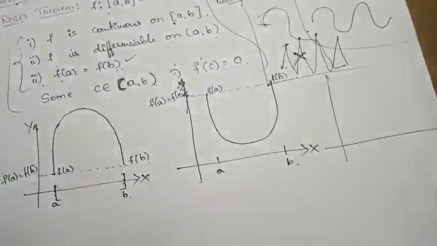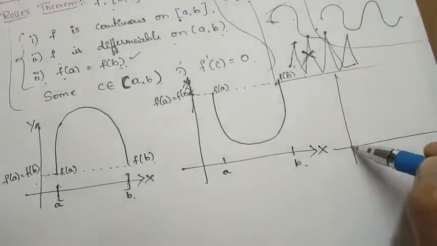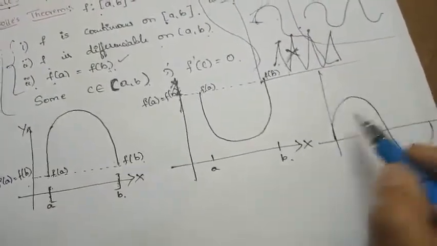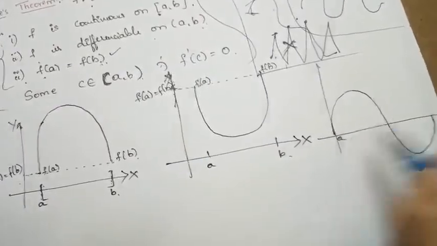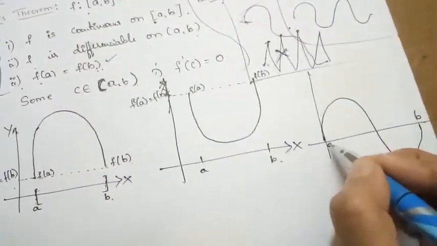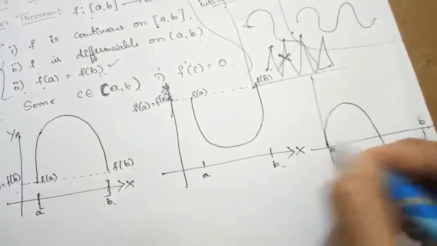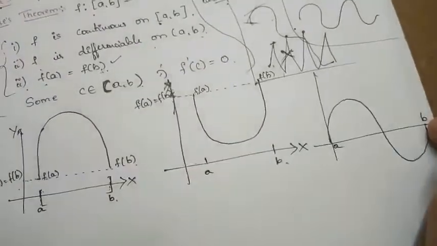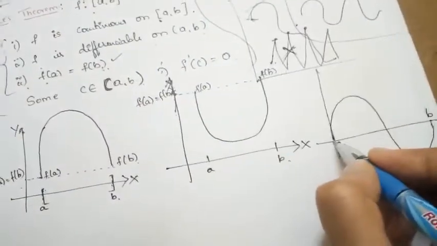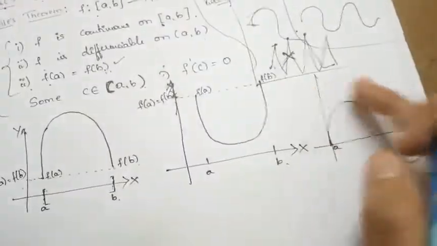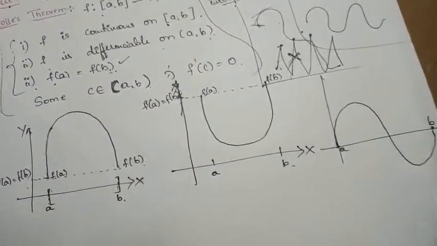Similarly, the graph might be like this. Suppose this is our point A and this is our point B, you can see here clearly f of A is at this point, f of B is also at this point, which is equal to 0. So both f of A is equal to f of B. At the end points, that means at the points A and B, we can't draw the tangent, but at the rest of all the points we can draw the tangent.